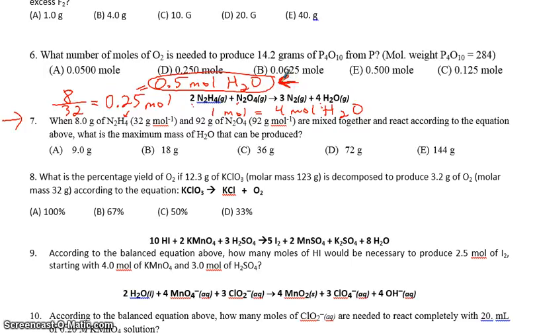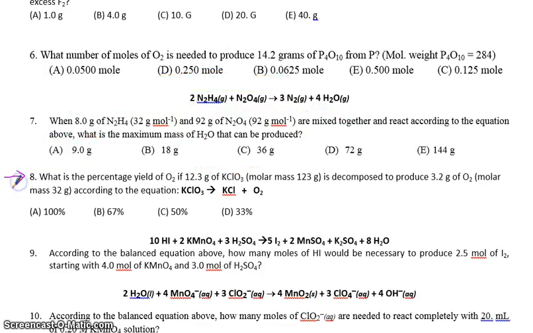Now they don't ask us how many moles of water, they ask us the mass of water. Everybody should know that the molar mass of water is 18.02 grams per mole, which means we have to multiply half by 18, makes it easy, 9 grams. So think through that one. Let's go on to the next one, number 8.